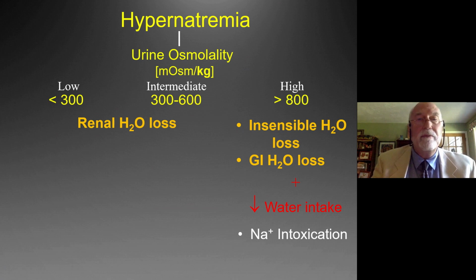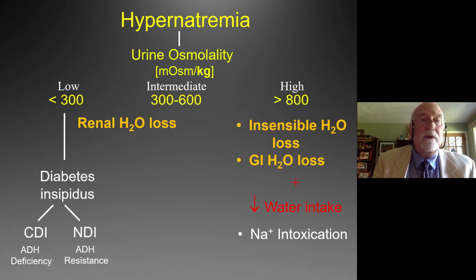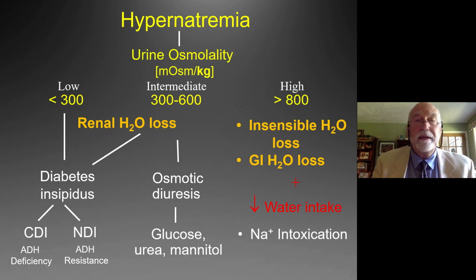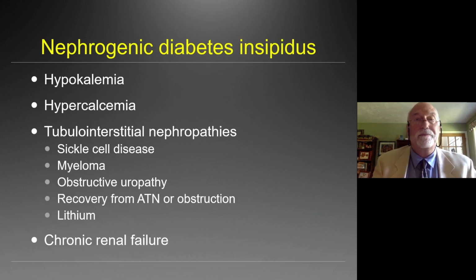Now we come to the intermediate and low osmolalities where there's renal water loss. And if the urine osmolality is less than 300, we want to consider diabetes insipidus, either central or nephrogenic. And then the intermediate types, which are often an osmotic diuresis seen in inpatients due to elevated blood glucose, perhaps in the outpatient setting with a new diabetic. Urea can be seen with hyperalimentation. Mannitol may be administered for other neurosurgical or other medical reasons.